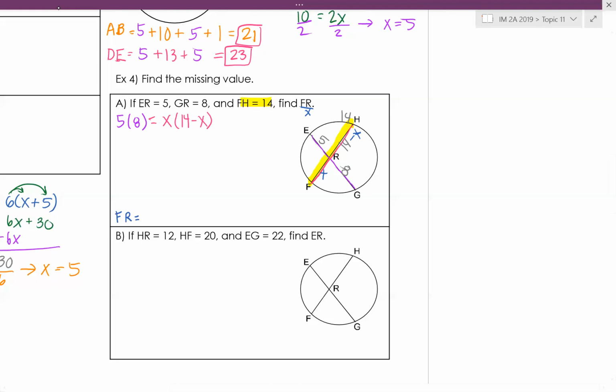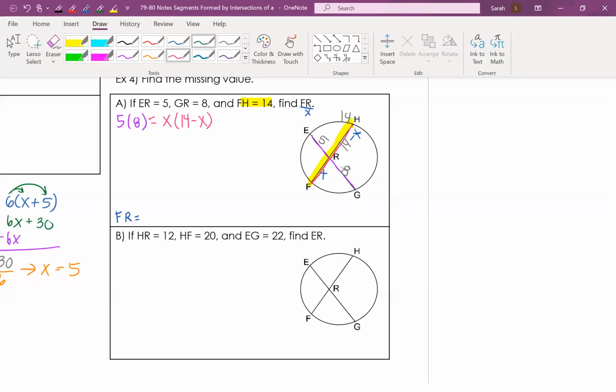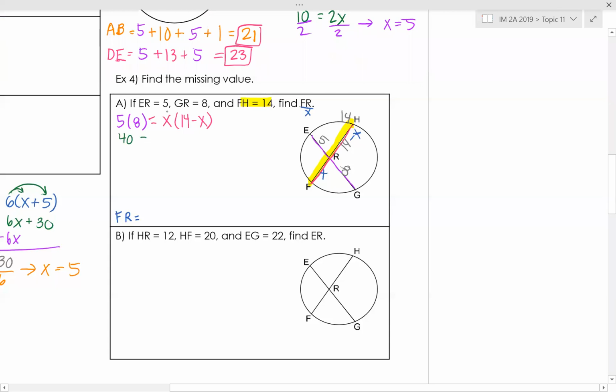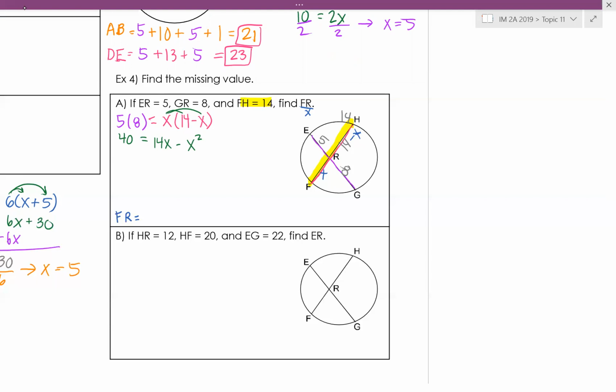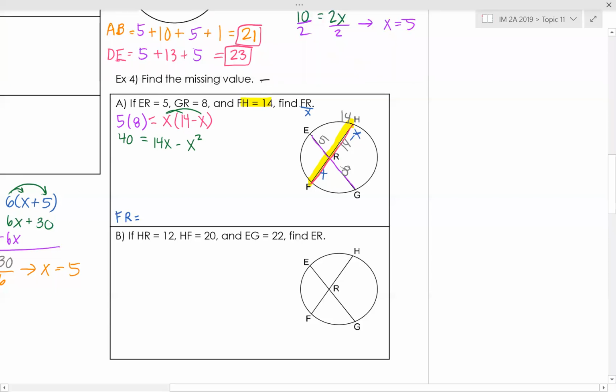So on the left side, we're just multiplying. So 5 times 8 is 40. And then if I distribute, I get 14x minus x squared. So in this case, if I move the x squared, I will not get the x squared to disappear. What I do have to do is I need this to be in the form ax squared plus bx plus c equals 0 so that I can factor it.